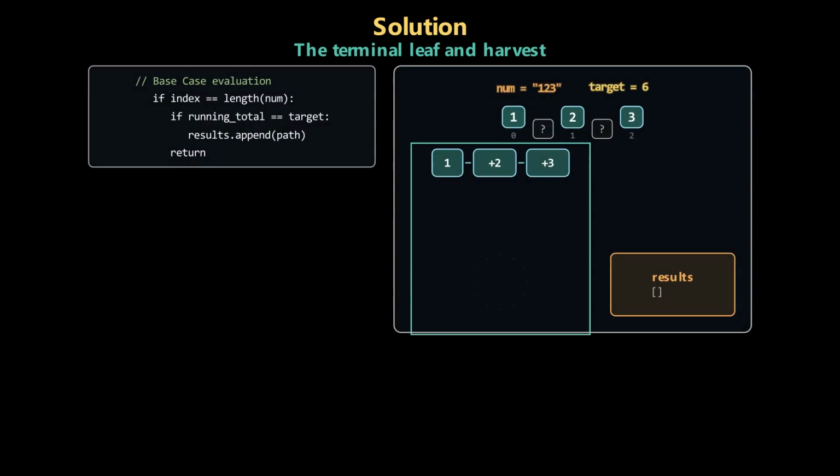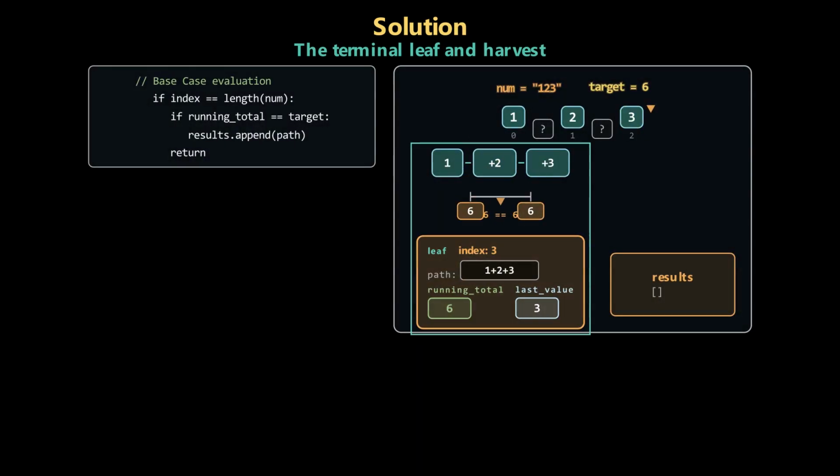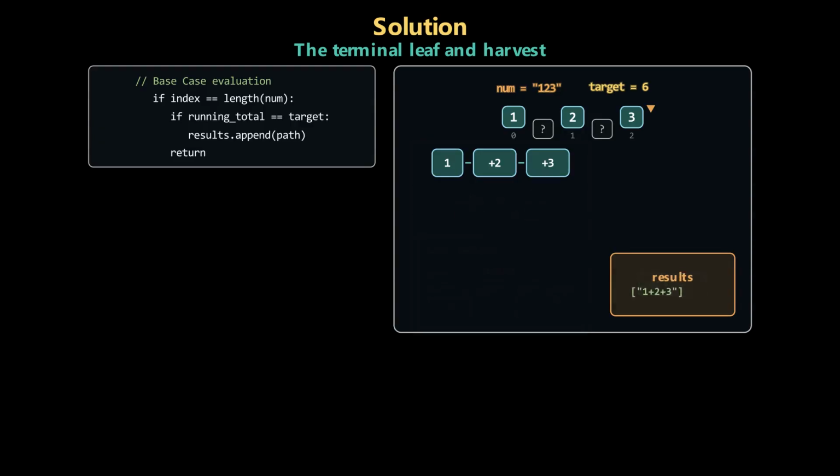Every branch must have an explicit terminal point. The moment our tracking index steps across the final character boundary of the digit string, we have reached a leaf node. The system runs an instant equality check against our target. If the leaf's running total matches perfectly, we record the expression string in our results list.